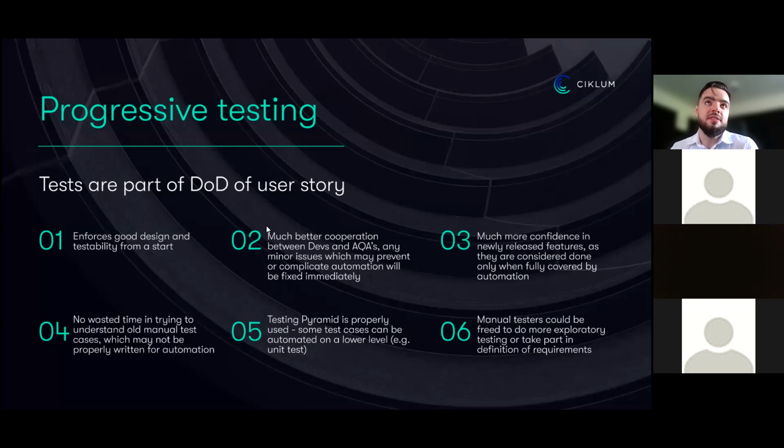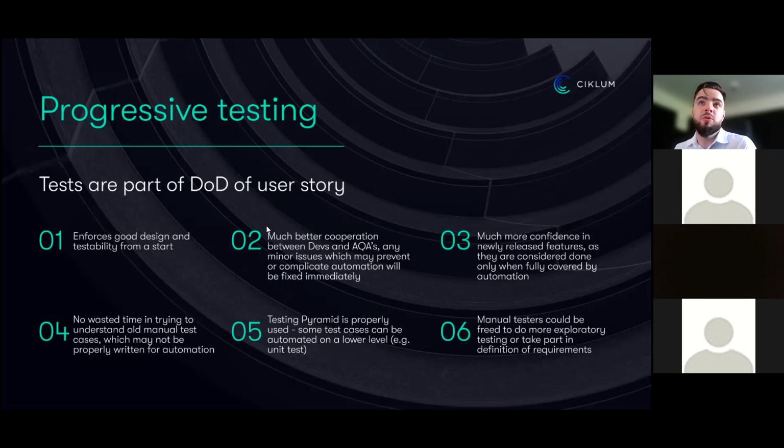Also, such an approach gives us much more confidence in newly released features because they are considered done only when they're fully covered by automation. So we may have some technical debt already if we didn't cover regression, but at least we know that everything which goes out, the new stuff, we are much more confident in it because it's covered by automation. And any changes or any refactorings done to that part of the code will be much safer because it is covered by our automated tests.